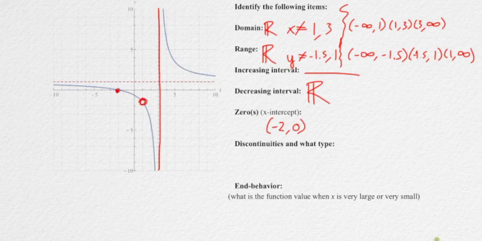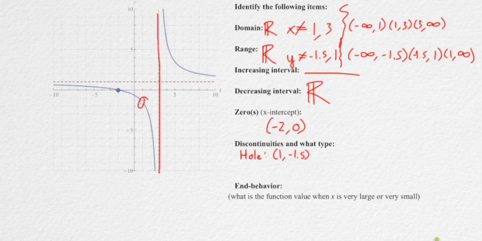All right, and this is where it starts to get confusing. It says discontinuities and what type? Well, we have two discontinuities on this graph. There's the discontinuity that's the hole, so let's identify that one first. I'm going to say the type is a hole, and where is it? It's at 1, negative 1.5. So there's one of our discontinuities.